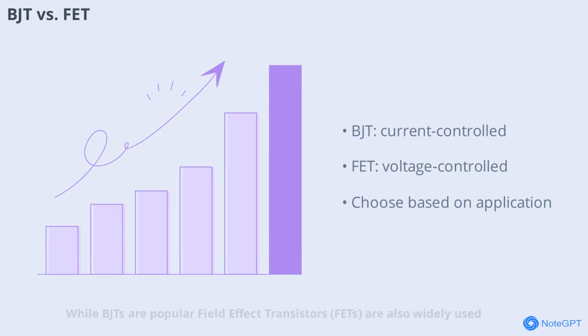While BJTs are popular, field effect transistors (FETs) are also widely used. BJTs rely on current control while FETs use voltage control. Each has its own advantages and ideal applications. Knowing when to use a BJT or FET is a valuable skill for any electronics designer.